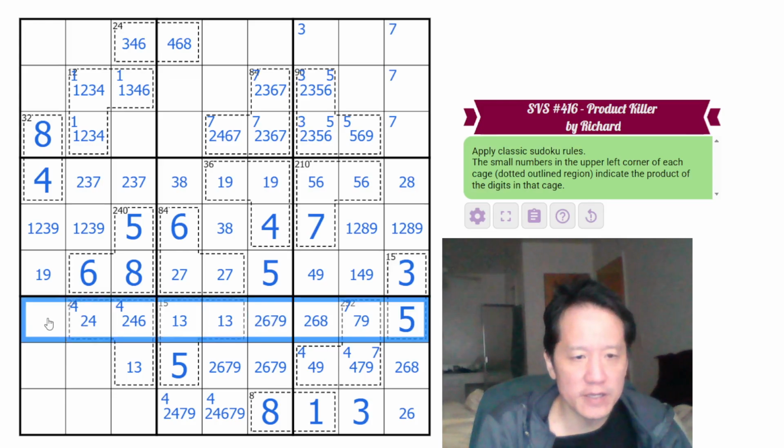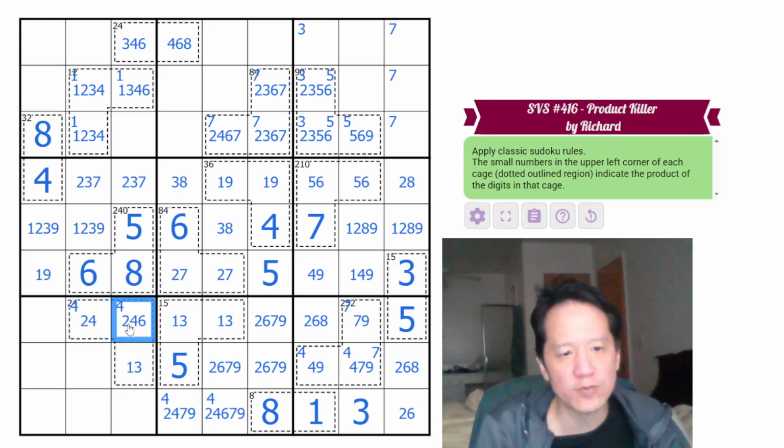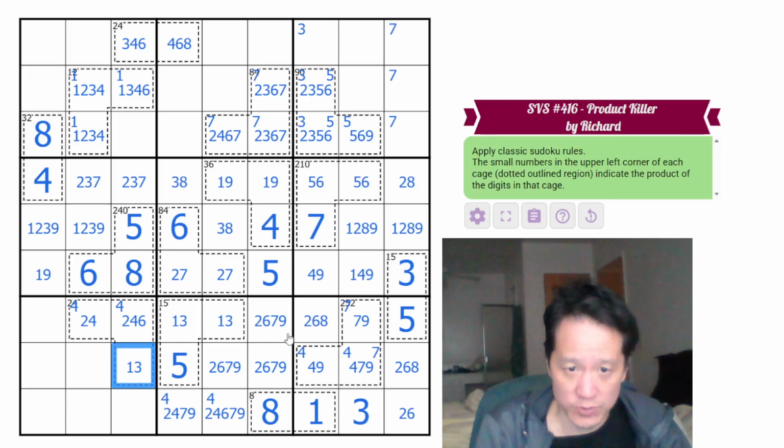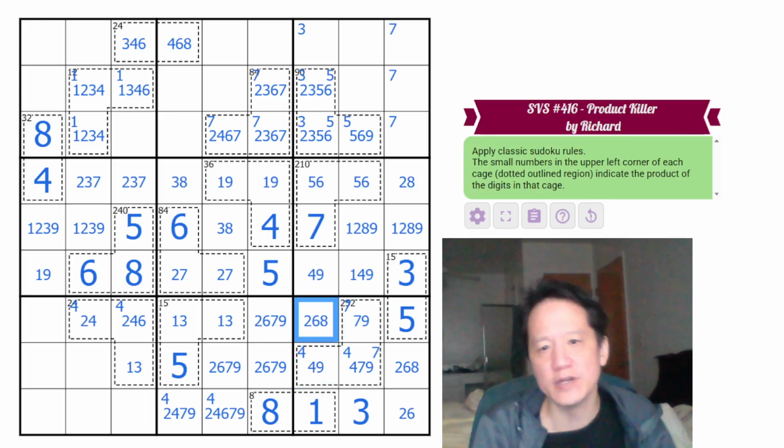Where is the 8 in row 7? Can't be here because of this 8. Can't be in the cage because 8, we know it has to be with 1 and 3. And therefore, this would have to have a 1 or 3 here, which is not possible. Can't be any of these because of this 8. Can't be here because this has to be 4 times 7 times 9. So 8 has to be here, which means this can't be 8.